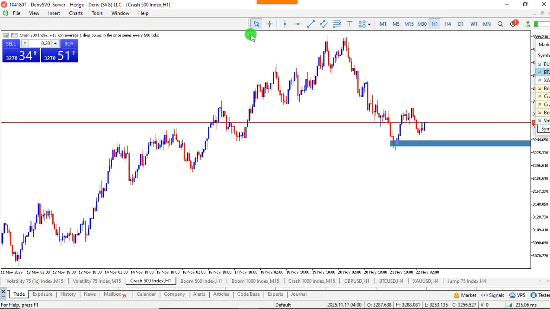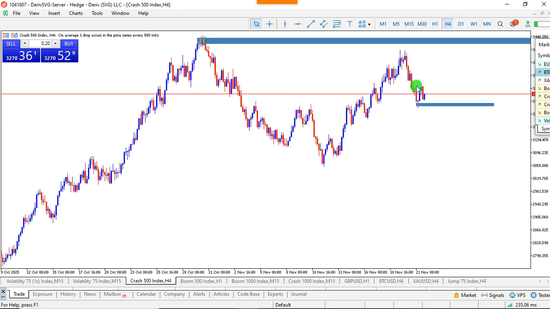Now on Crash 500, we're still going to mark in our recent highs and lows. This is, let's say, the high that actually led to all this. But if I were to mark a recent one, this is the most recent. This is the current one, so we are not going to mark it. But the reason we take this is that the distance from the most current to here is almost negligible.